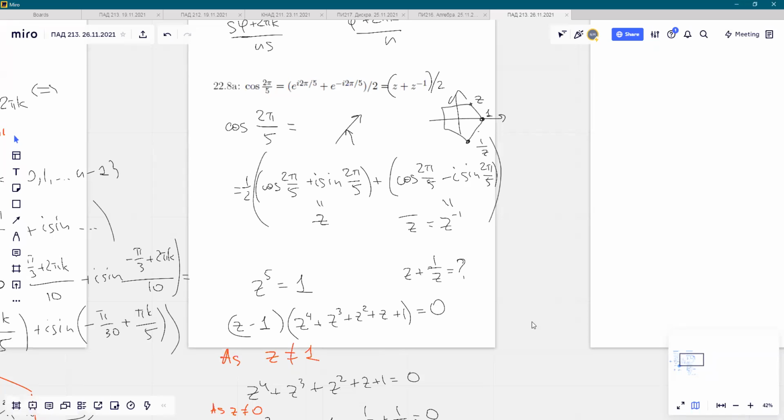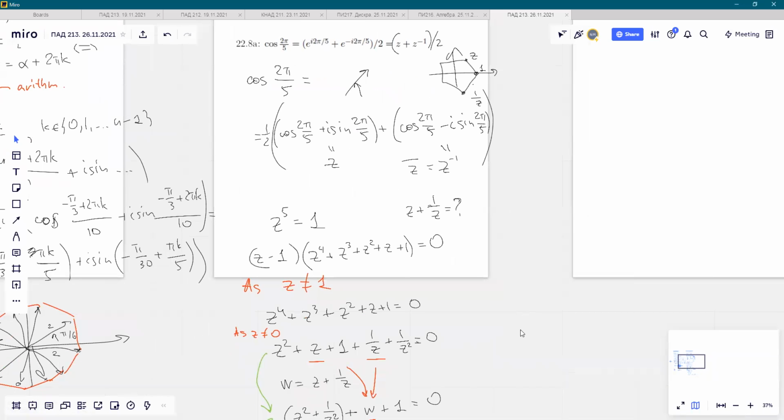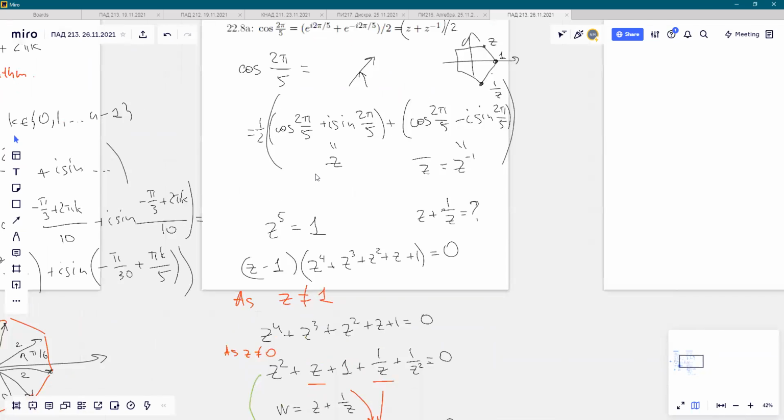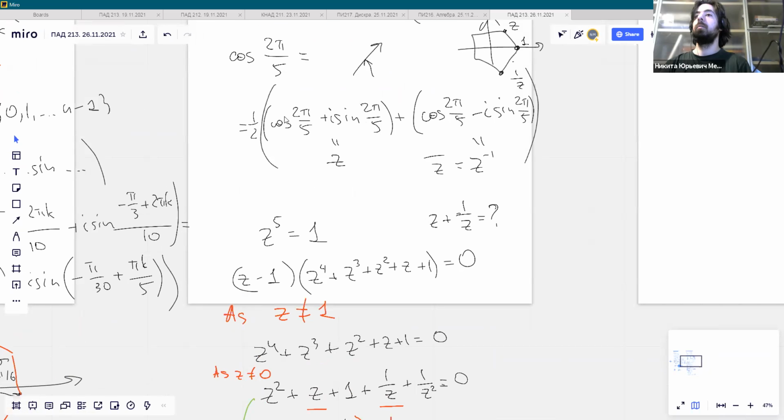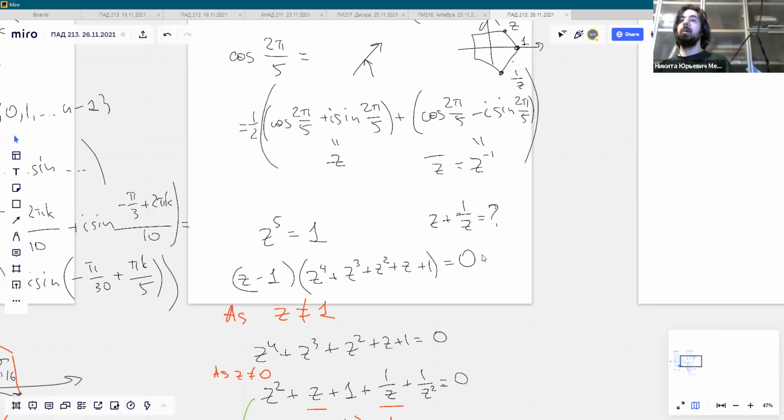And can I have one more question, please? I didn't get why z in the power of 5 equals 1. Well, if you look at z, if you raise it to 5th power, the argument gets multiplied by 5. And cosine of 2 pi equals 1, and sine of 2 pi equals 0. Thank you.